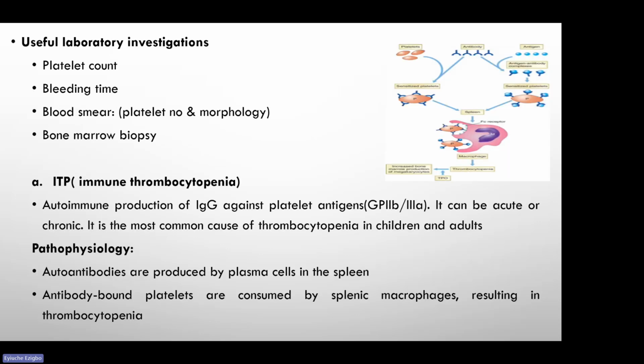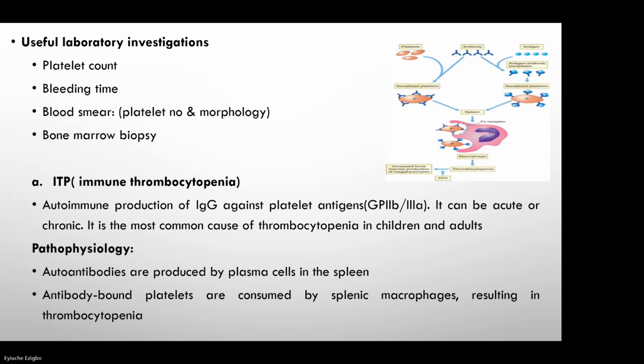Now, some of the useful laboratory investigations that we can do to investigate primary hemostasis: you go back and ask yourself, what is causing the primary hemostasis? We talked about platelets. So what are some of the things we can do in the lab to investigate this primary hemostatic dysfunction? You have to recall that, number one, you have to know the quantity of the platelet, the bleeding time to investigate the integrity of the blood vessels, the blood smear to look at the platelet morphology, whether the morphology of the platelets is normal, then bone marrow biopsy.